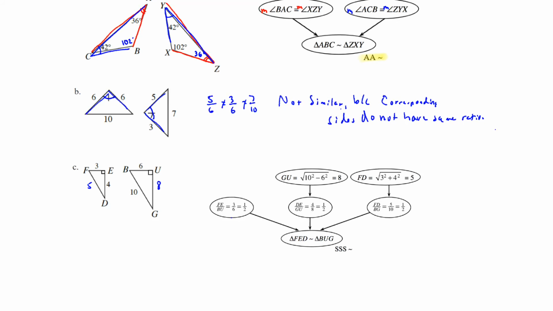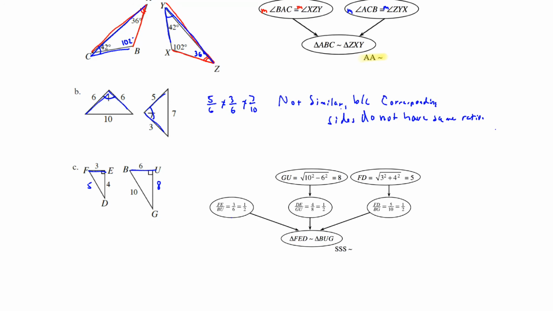Now, in this flow chart, instead of using Pythagorean triples, they use the Pythagorean theorem. So either way is fine, but they show that information, so then they can say that side DE over GU is 4/8, which is reduced to 1/2, and side FD over BG is 5/10, which is equal to 1/2. And then the one that you did have was the FE and the BU, and that was 3/6, which is equal to 1/2.